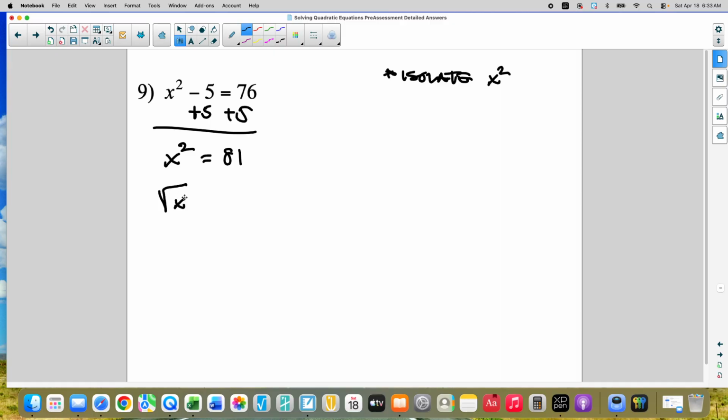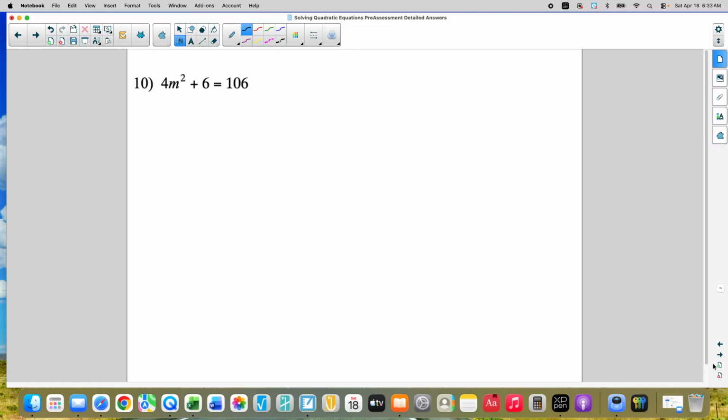We'll take the square root. Whenever we take the square root of a squared value, we introduce plus or minus. Square root and a square cancel, equaling plus or minus 9, because 81 is a perfect square. This is a two-step equation. We're going to subtract. Now we're going to divide.